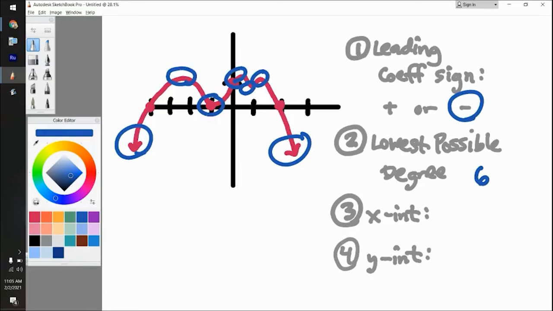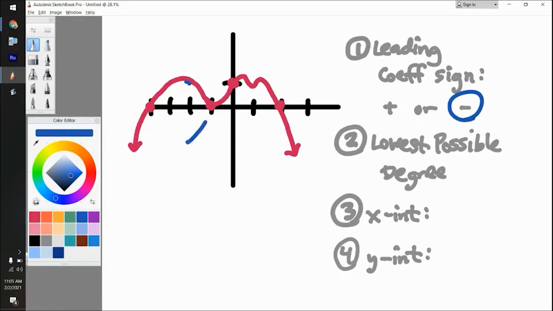Now it could be more than 6 because technically speaking, that bounce has an even multiplicity right here. But what if it was to the 8th power? You know what I mean? If it was to the 100th power, then you would have way higher degrees here. So that's why I always ask for the lowest. It would be 6. Okay, but again, it could be more.